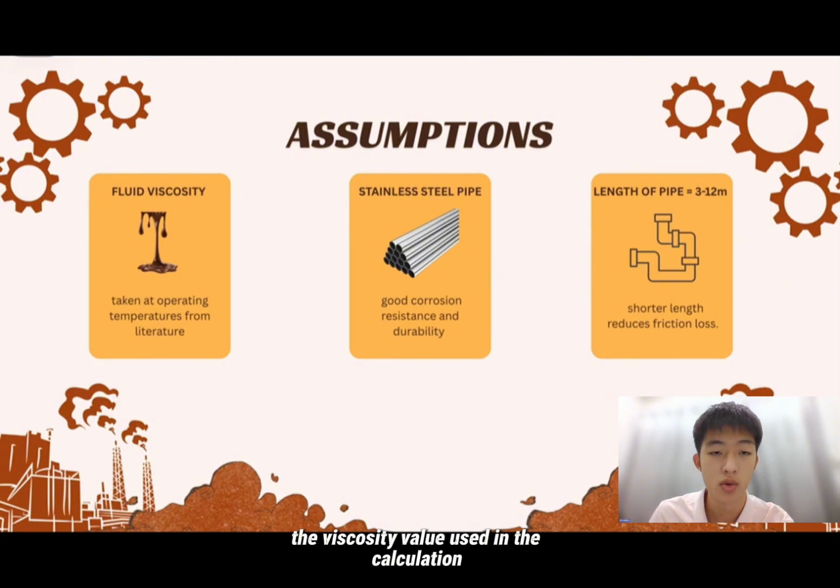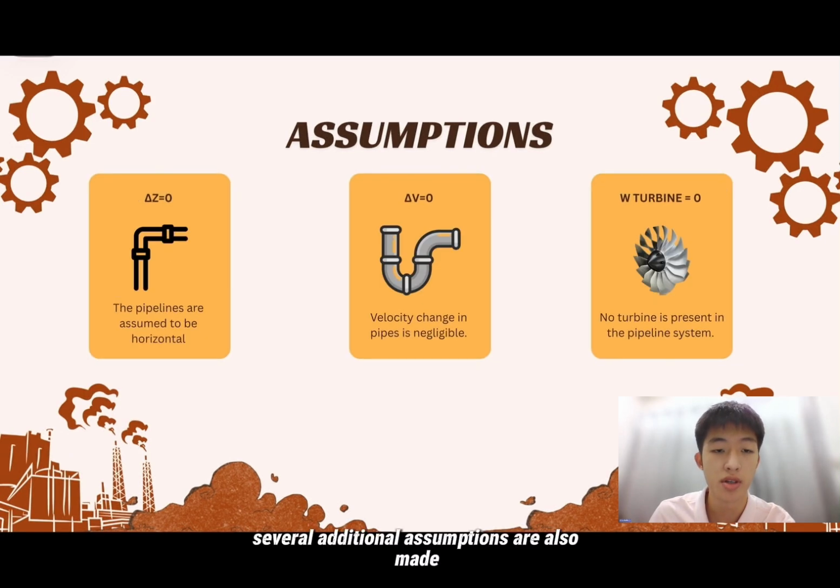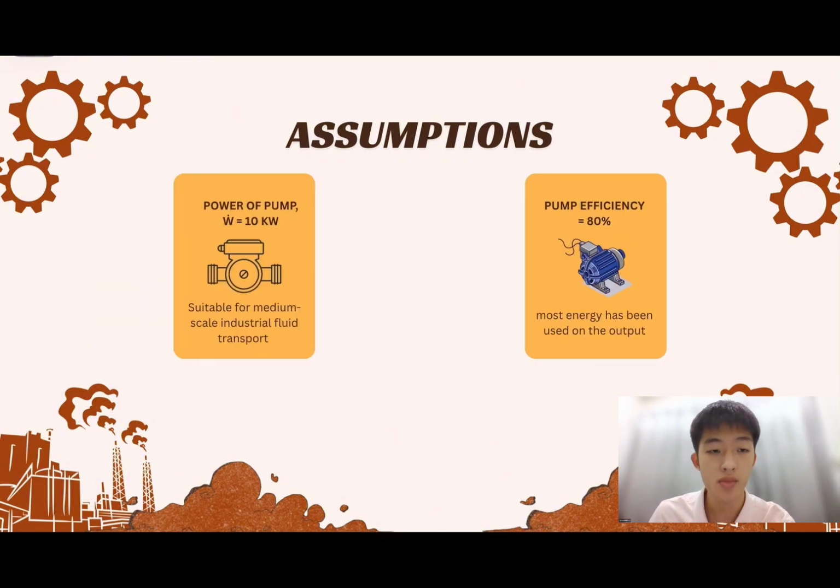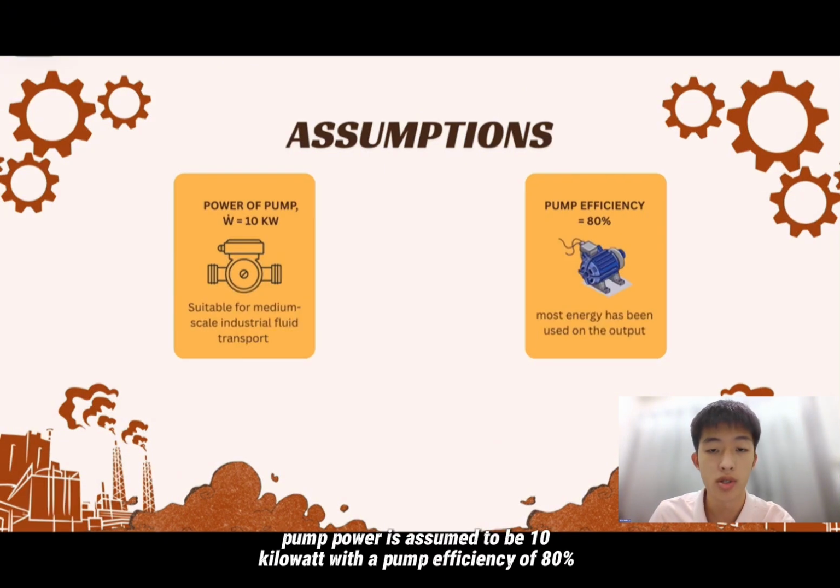Fluid viscosity values used in the calculation are taken from literature data and operating temperature. The pipeline is assumed to be made of stainless steel. Pipe length is assumed to range from 3 to 12 meters. Shorter pipe length helps reduce friction loss and improve the efficiency of the pipeline system. Several additional assumptions are also made for energy balance in the pipeline system. For the pumping system, pump power is assumed to be 10 kW with a pump efficiency of 80%, which is suitable for medium-scale industrial fluid transportation.